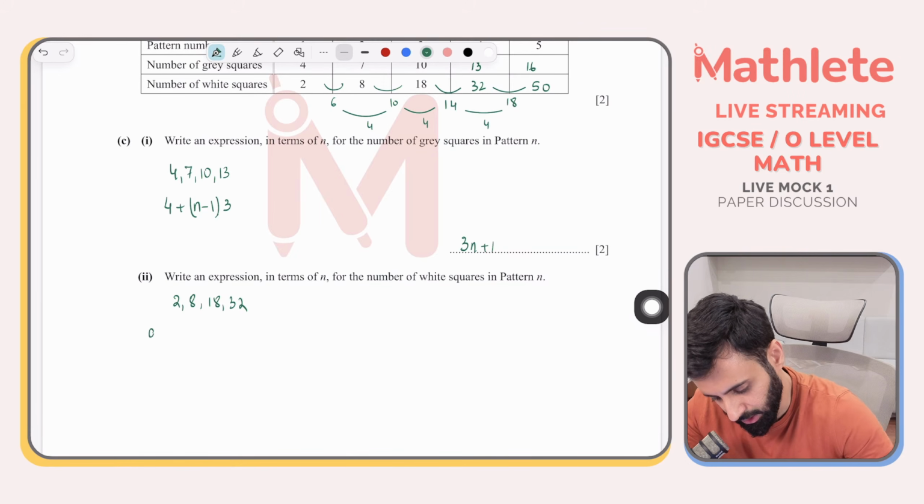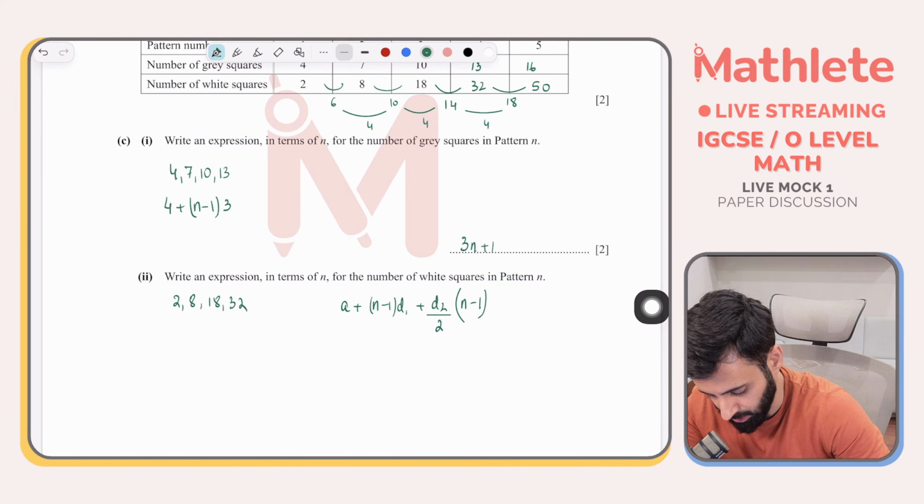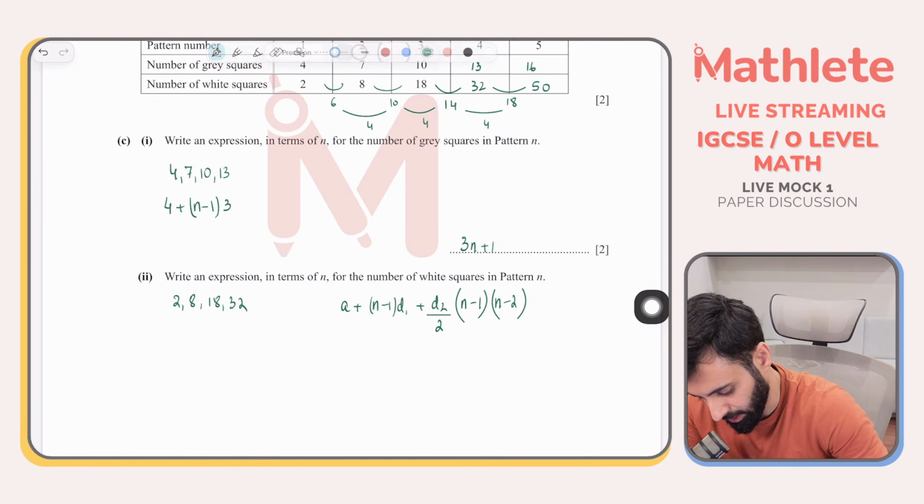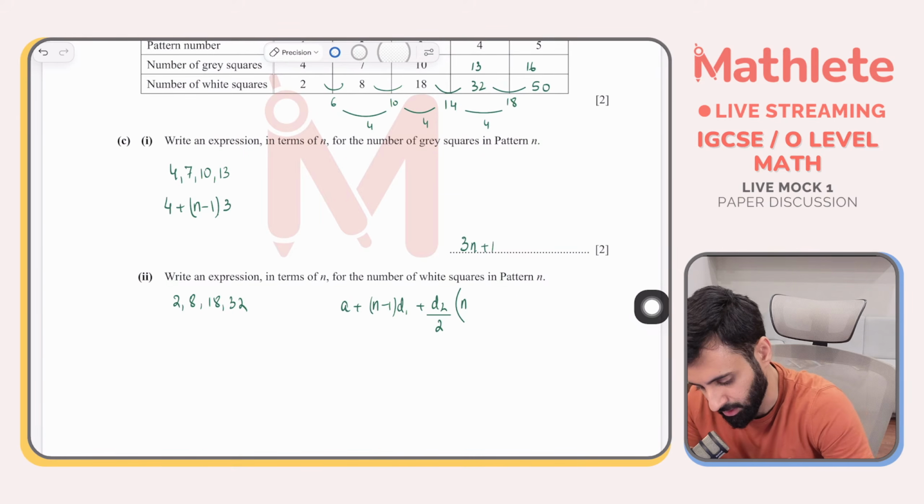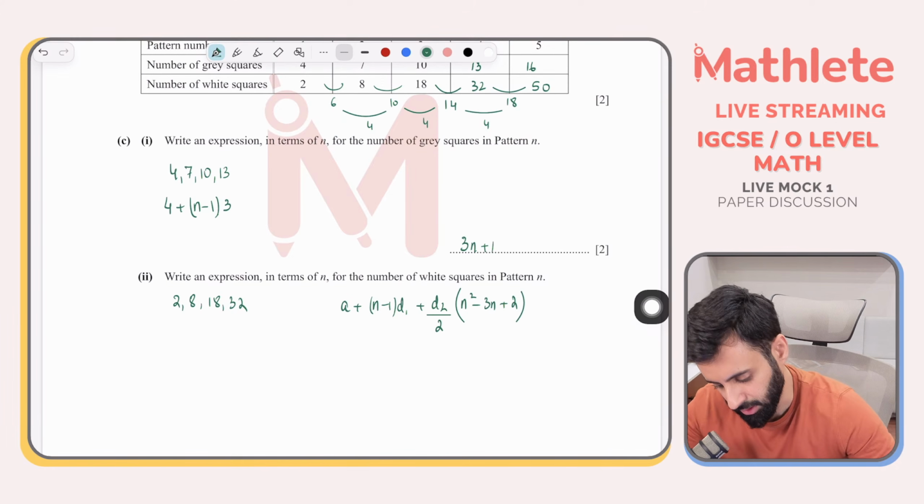So the first term is 2. Okay, the formula that I'm using is this. A plus n minus 1 into d1 plus d2 upon 2 into n minus 1 into n minus 2. Okay, I know इसका answer simplify होके काफ़ी disappointing होगा, but so be it. Okay, and n minus 1, n minus 2 become n square minus 3n plus 2. If you don't know this formula, please watch my number sequence stream to understand what this is.